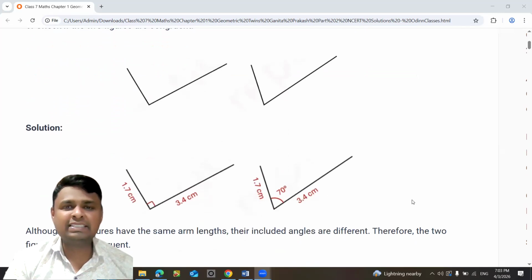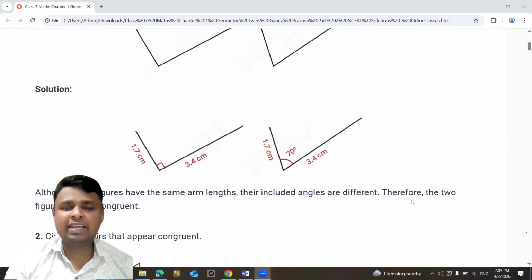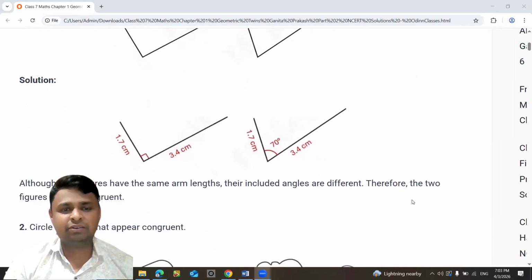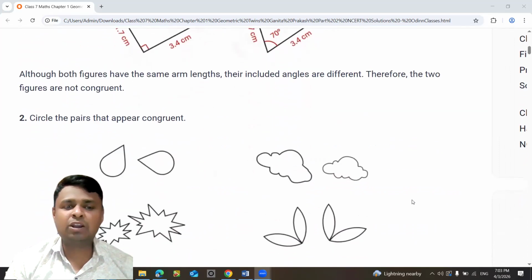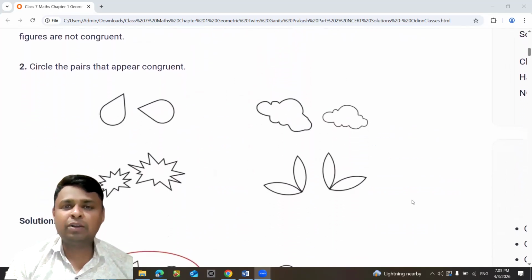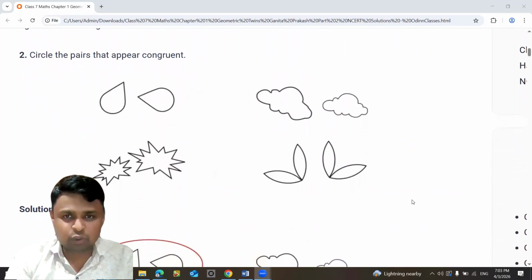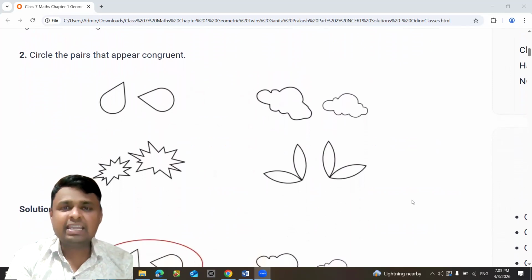If you look at the sides, both figures have the same length of sides. So both figures have the same arm lengths. Their included angle is different. In the first figure, it is 90 degrees. In the second one, it is 70 degrees. So therefore, these two are not congruent. For them to be congruent, both the arms should be of equal length and the angle should be equal, which is not the case.